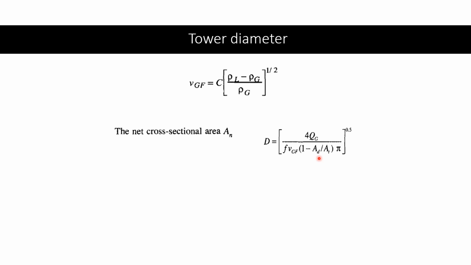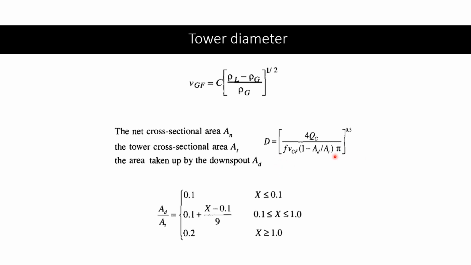So the net cross-sectional area, AN, is equal to AT times 1 minus AD over AT. AT is the total or overall cross-sectional area of the tower, pi over 4 D squared, and AD is the area taken up by the downcomer, called here the downcomer area. So once we know the flooding velocity, we can easily calculate the diameter of the tower by using the volumetric flow rate equal to the cross-sectional area multiplied by the velocity of the gas, which can be calculated by specifying the approach to flooding, 70% or 50% or whatever.